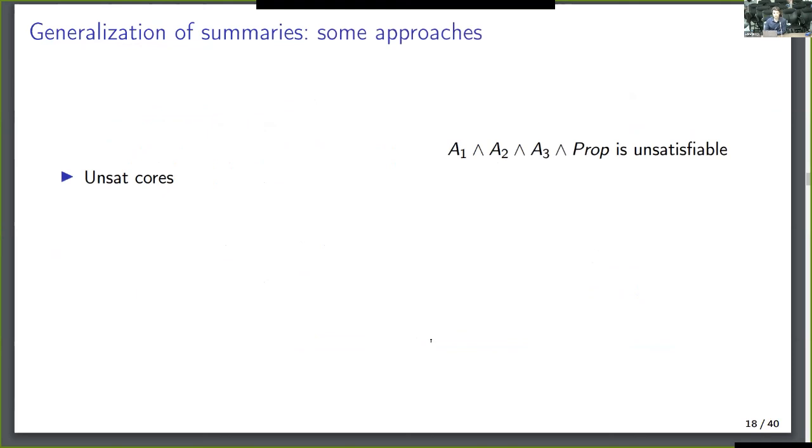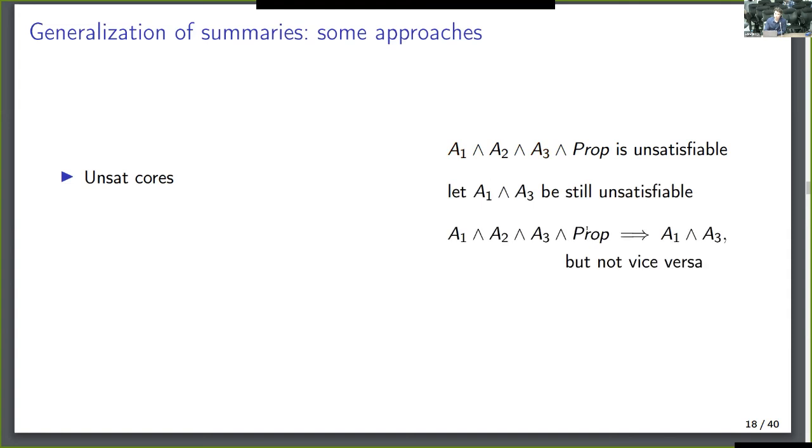For instance, unsat cores: if we have some unsatisfiable result, we might automatically try to extract the minimal unsatisfiable subset of this conjunction. So, for instance, it might be A1 and A3, and then we might say that our new summary is A1 and A3, and it is coarser because it is implied by this big conjunction. So if we have more conjuncts, then the conjunction implies the smaller one, but not vice versa.